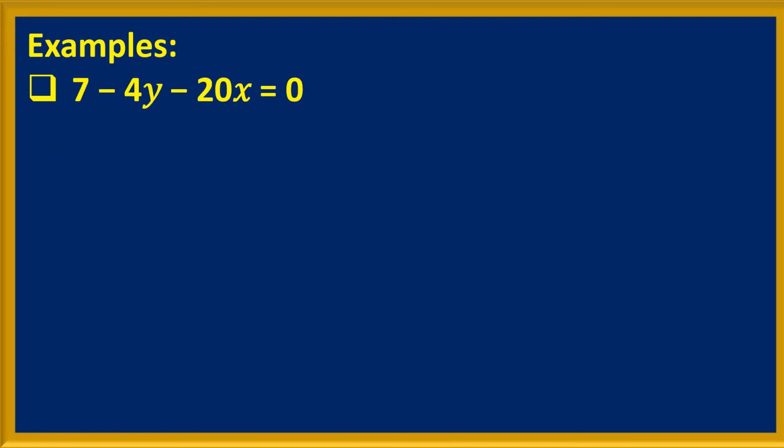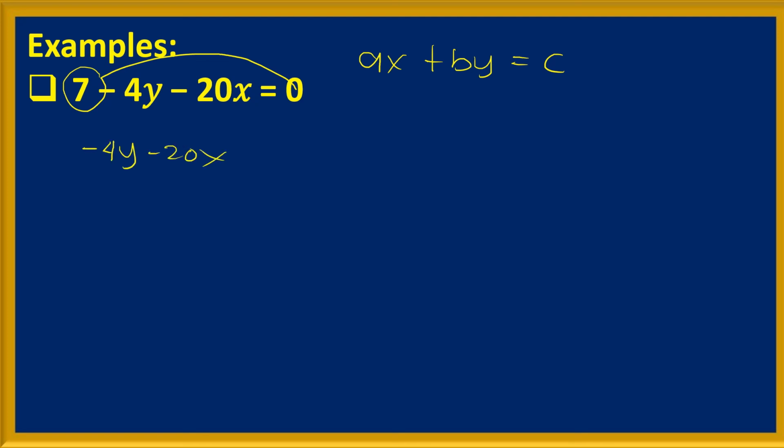Okay, for the last example, we have 7 minus 4y minus 20x equals 0. So, i-rewrite natin siya into standard form ax plus by equals c. So, since constant lang yung nasa left side, constant lang ang ililipat natin to the right side. So, maiiwan negative 4y minus 20x equals negative 7. Kasi from positive, magiging negative 7. Then, ayusin natin, ang mauuna is yung may variable na x. So, negative 20x minus 4y equals negative 7.